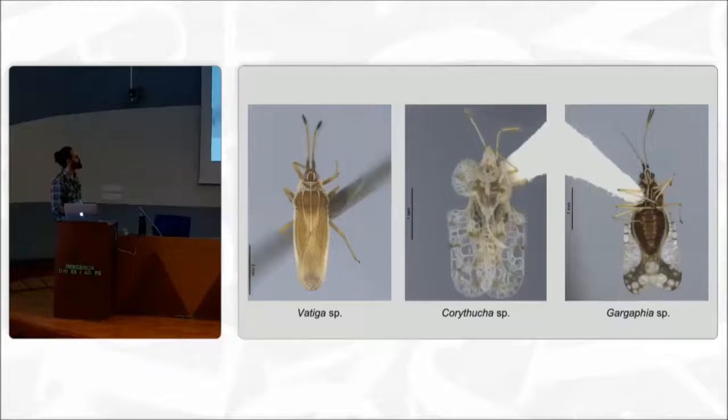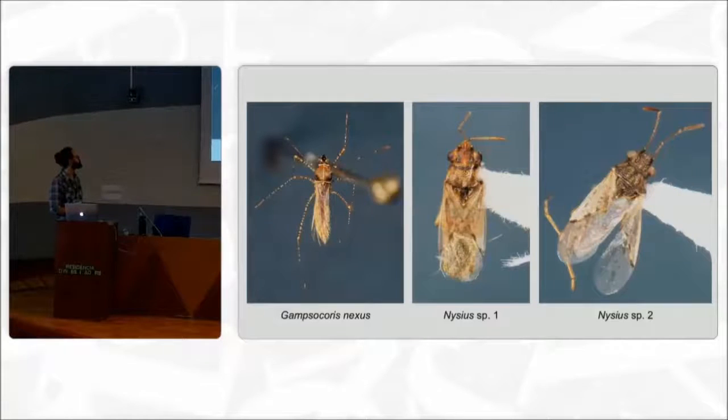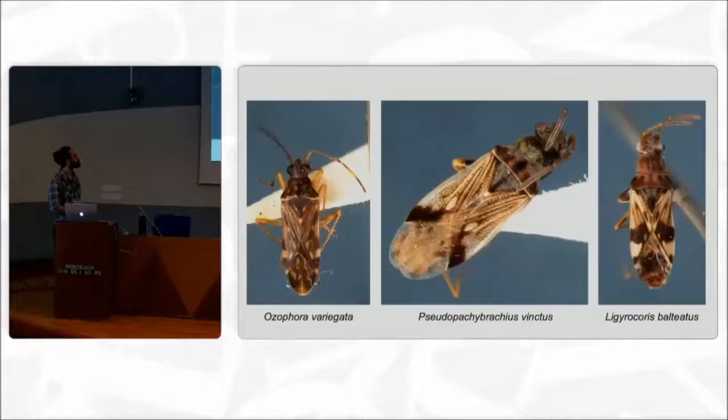These are the 3 Tingids: Varica, Corituchka, and Gargaphia. Berytidae was Gampsocoris nexus. These 2 Nysius, I find them really hard to identify. 2 species. And there's 3 Reperochromids.